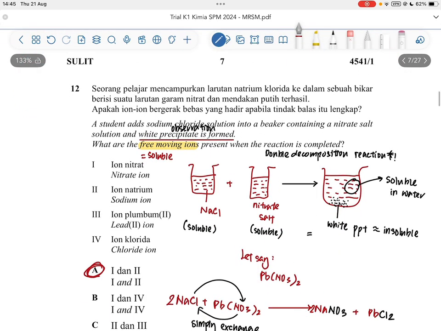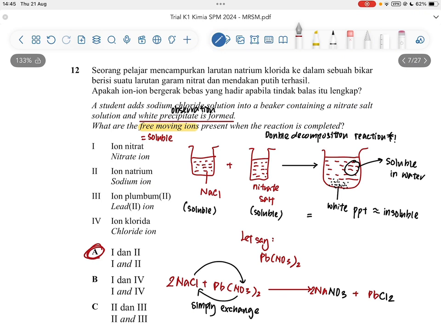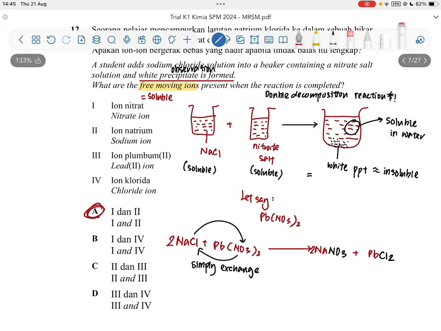Okay, question 12. A student adds sodium chloride solution into a beaker containing a nitrate salt solution and a white precipitate forms. This white precipitate is the observation. So what are the free moving ions present when the reaction is completed? Free moving ions means it is soluble in the water, therefore it ionizes to produce ions. Actually this is a double decomposition reaction. So what is a double decomposition reaction? It is the process that produces insoluble salts.